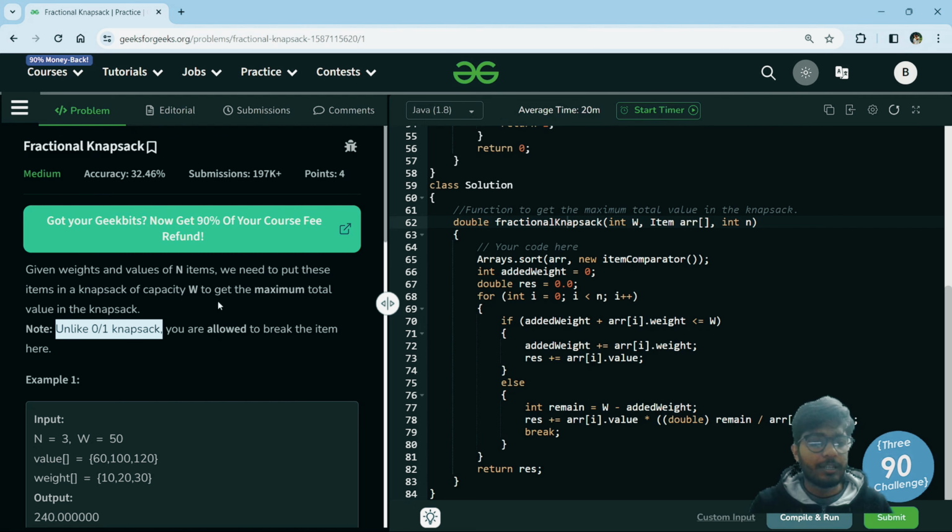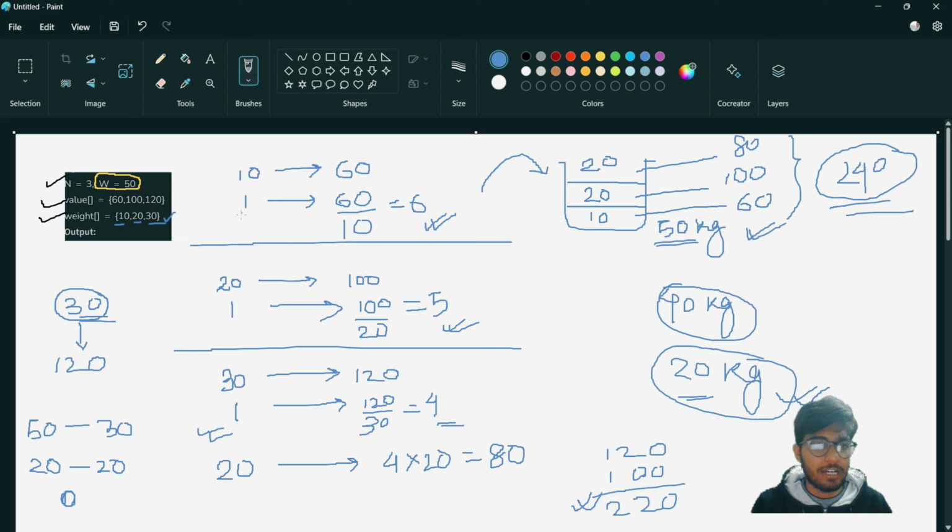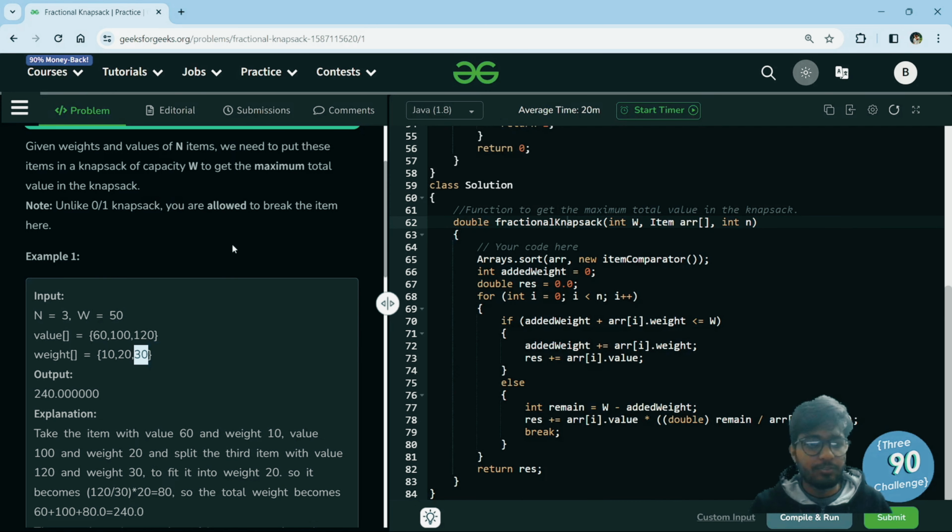Before starting with the code, let's notice this point that unlike 0-1 knapsack, you are allowed to break the item here. This line basically means we can take a part of a given item and add it into our knapsack. So we have done it, right? For the last item, we took a part of the last item. That is, we added only 20 kg of the last product out of 30 kg. So we took a part, and for that part, the value we calculated was 80. That is what it is saying.